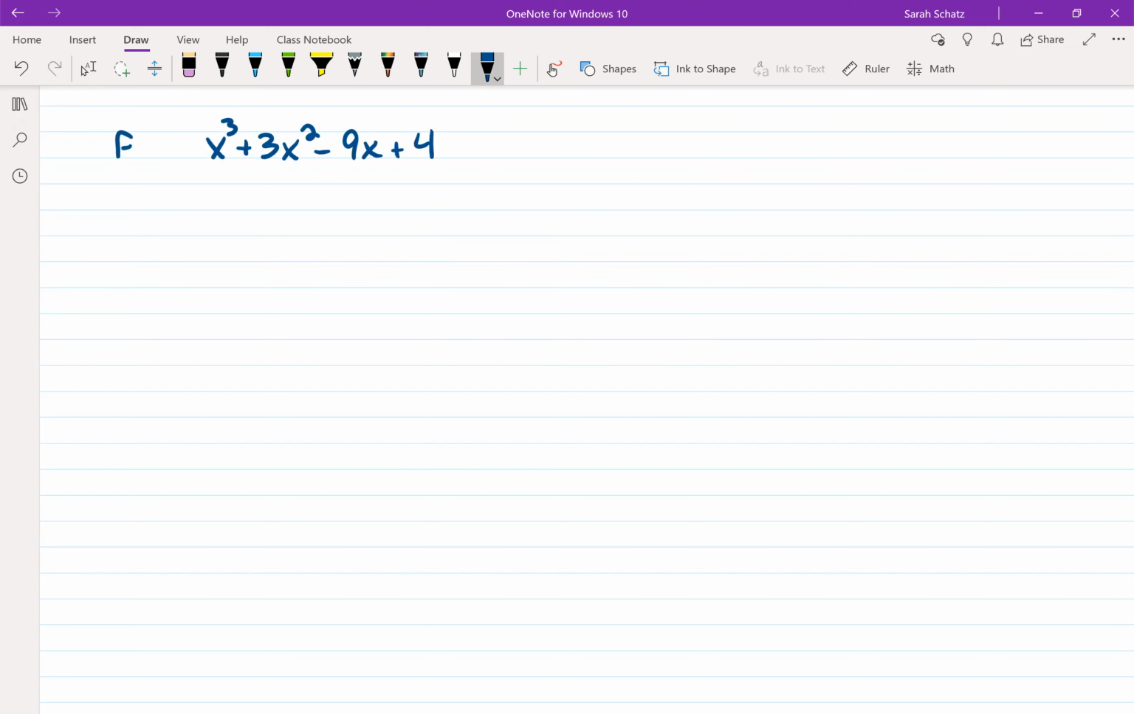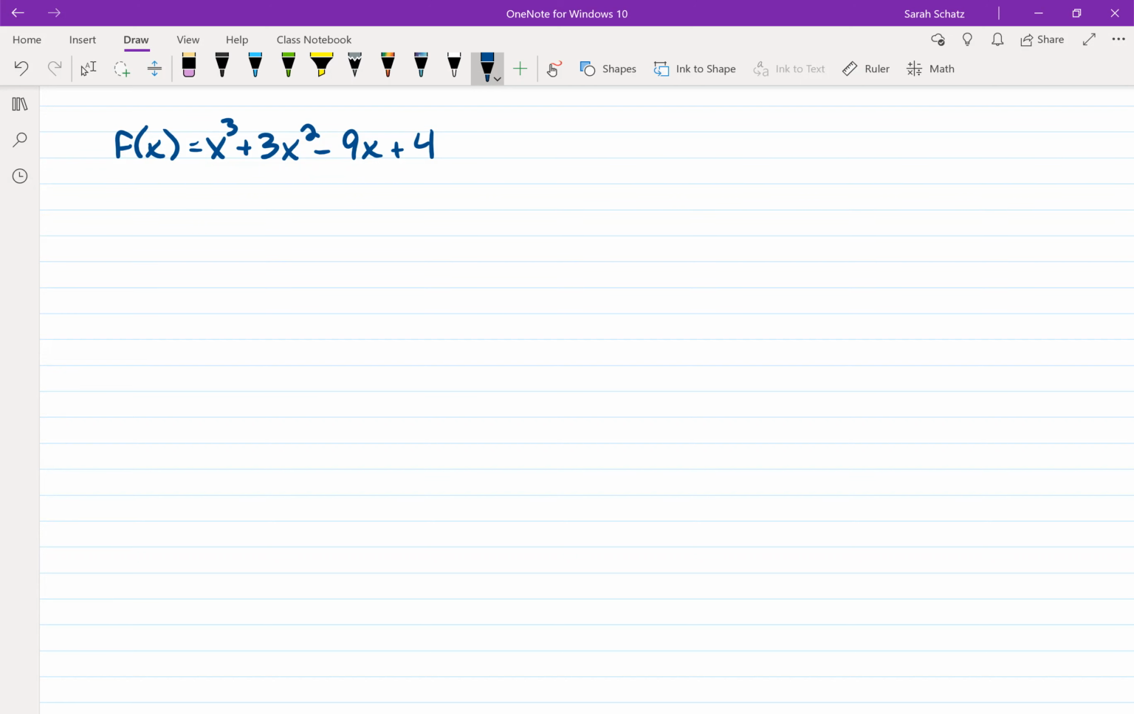Okay, this is the function I want to do all that stuff with, just like I did with the other one. So I've got f of x equals x cubed plus 3x squared minus 9x plus 4. And I want to know all those things. I want to find increasing and decreasing intervals. I want to find critical points. I want to know if those points are minimum or maximum points, and all of that good stuff.